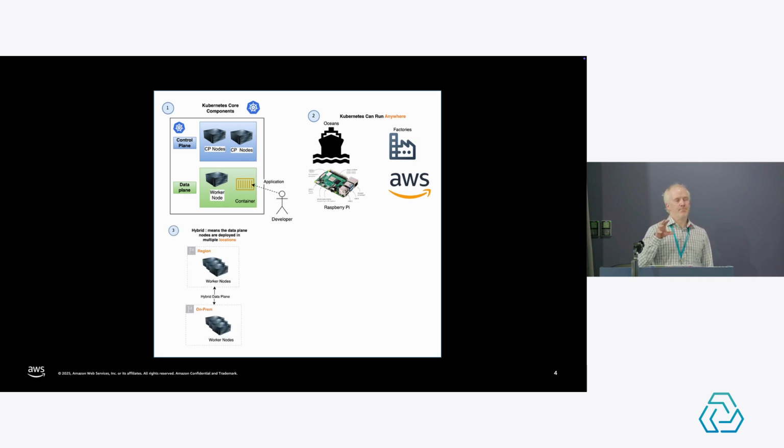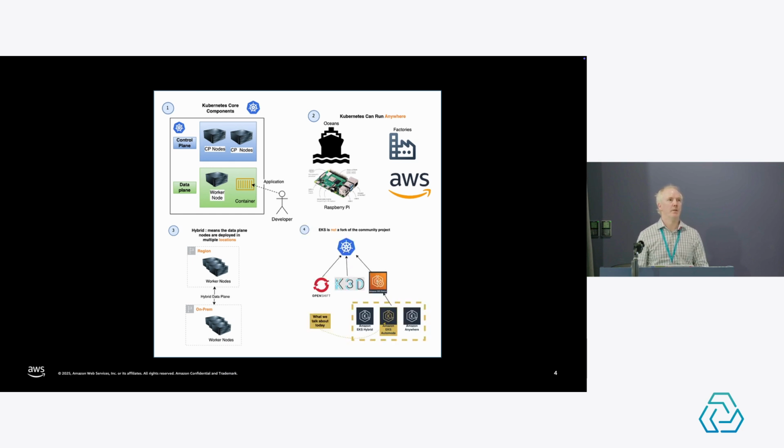Another important point is that you can distribute your data plane. So you can run part of your data plane in the cloud, and you can run part of your data plane on the factory floor. And we call this a hybrid deployment. The word hybrid can be used for multiple different things. In the EKS sense, we mean hybrid deployment of the data plane.